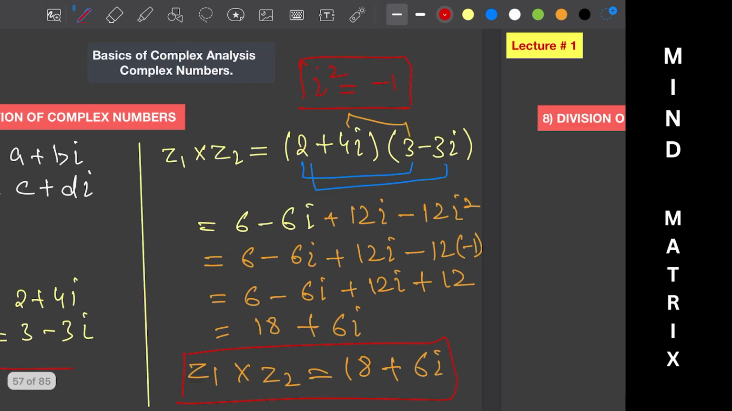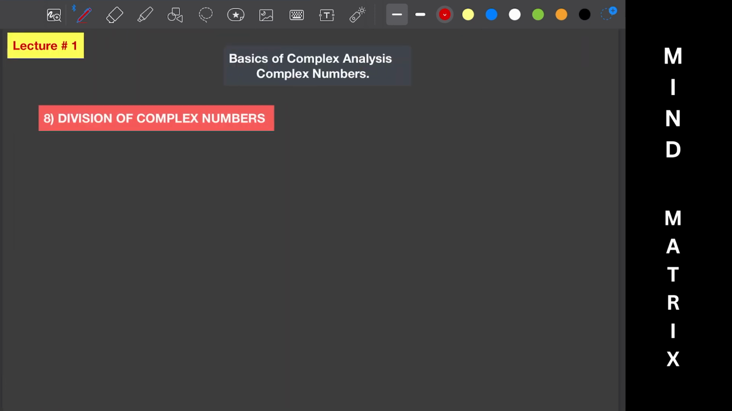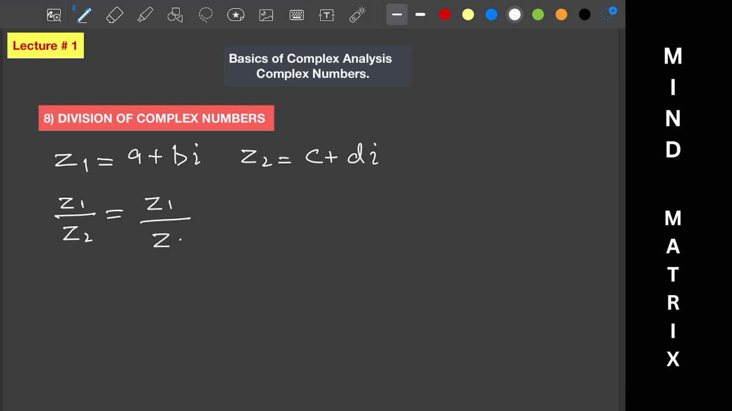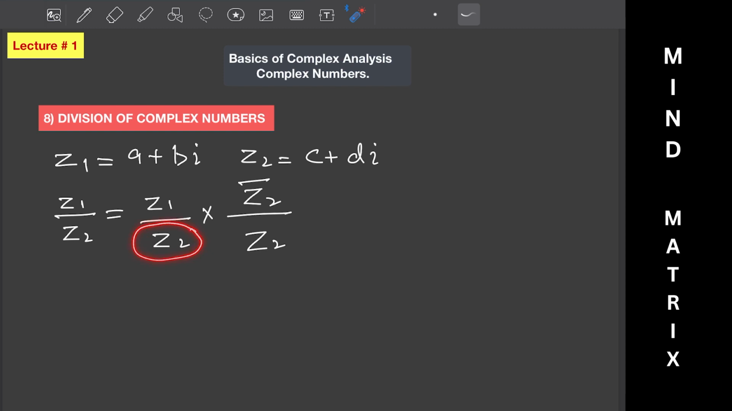Now let's move toward our next topic, which is division of complex numbers. Let's say we have two complex numbers, z1 equals a plus b iota and z2 equals c plus d iota. The division of complex numbers, z1 divided by z2, equals z1 over z2 multiplied by the conjugate of the denominator, z2 conjugate, divided by z2 conjugate. We will multiply and divide by the conjugate of this complex number z2.